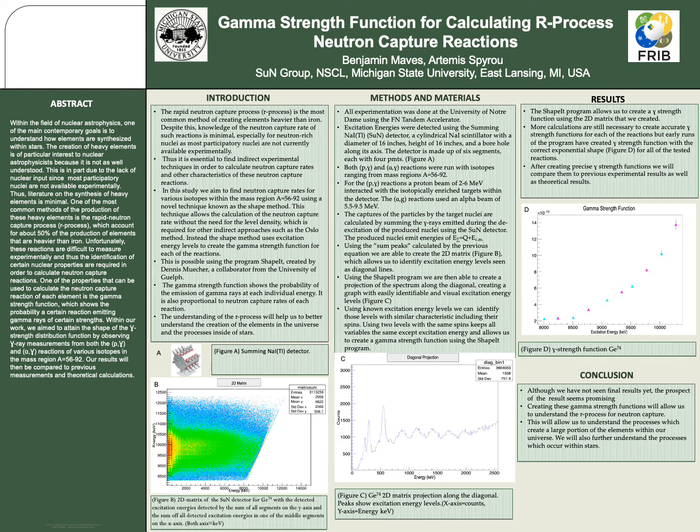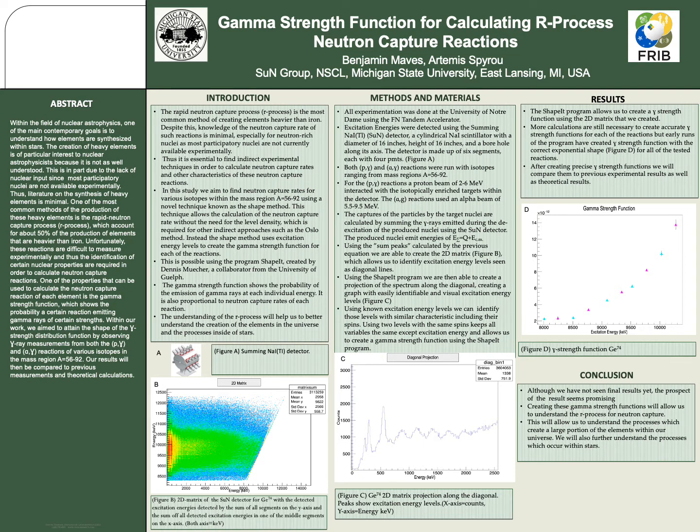Because of its contribution to such a large portion of universal elements, understanding of the R process and its characteristics is of utmost importance to nuclear astrophysicists. Unfortunately, knowledge of neutron capture rates is difficult to calculate experimentally, particularly for neutron-rich nuclei, as most participatory nuclei are not currently available experimentally. Thus, in order to calculate these neutron capture rates, we must create an indirect experimental technique.